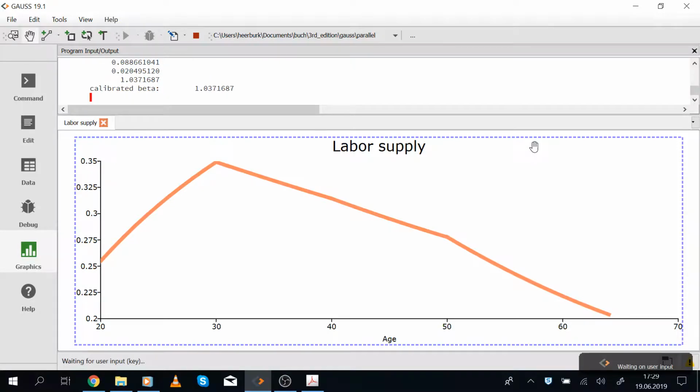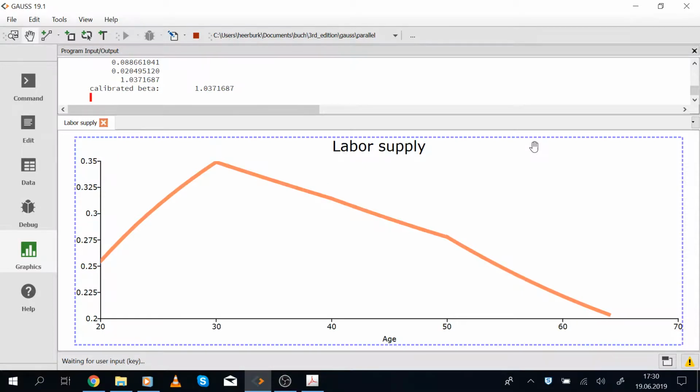Now we use this aggregate model with endogenous labor supply to calibrate the discount factor beta. And we calibrate beta so that the real interest rate on bonds is equal to the real interest rate on capital after depreciation, and that it's equal to 4%. And in order to get this return, we need to impose a value of beta equal to 1.0371687. This concludes the calibration of the model.